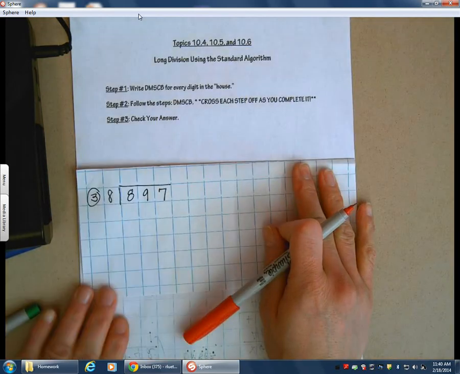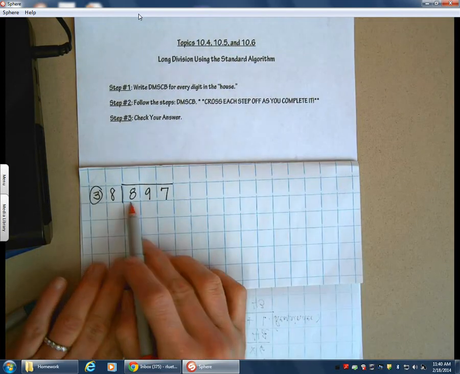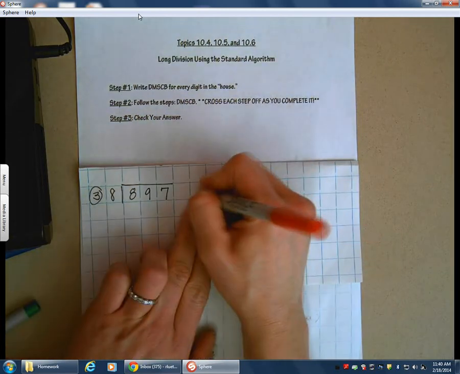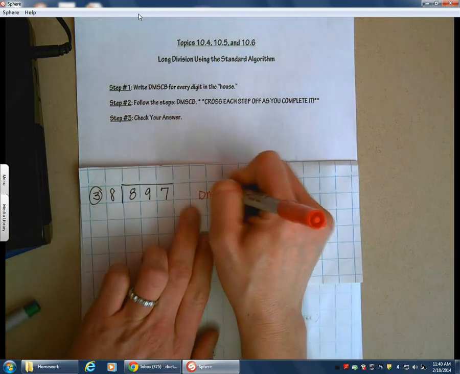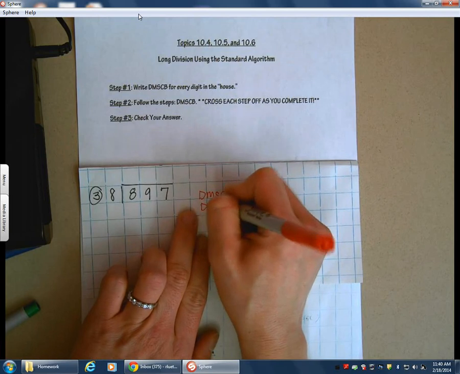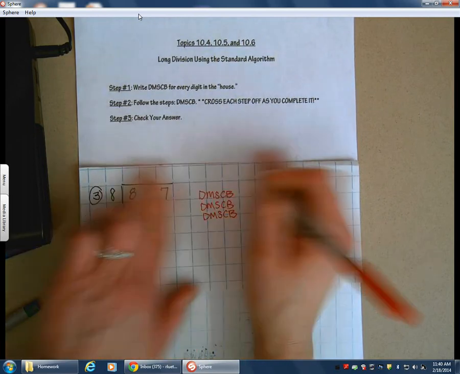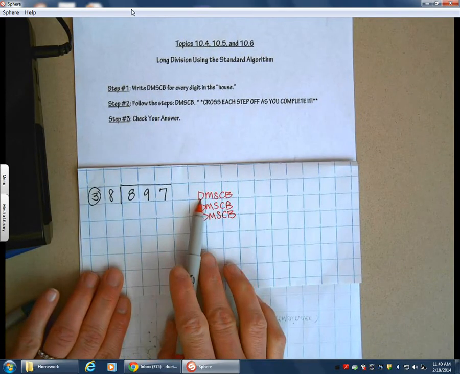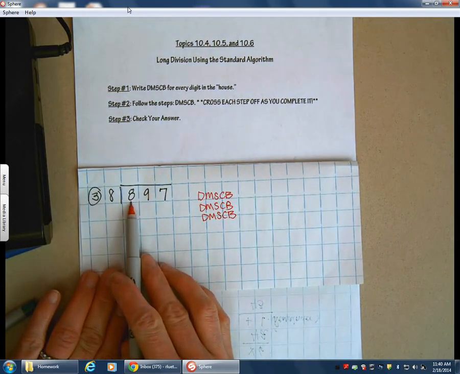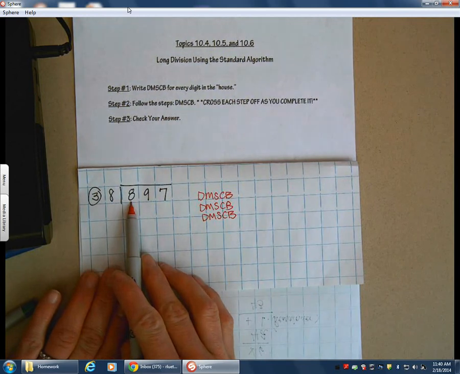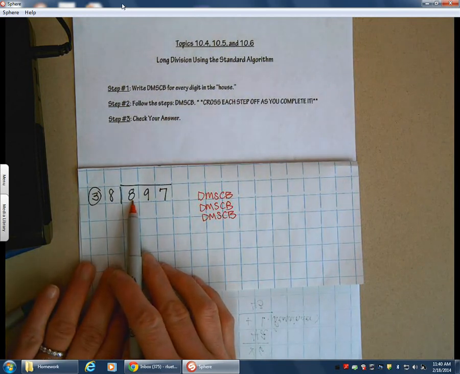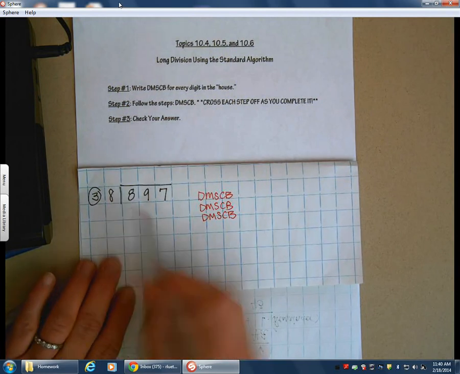Problem number 3. I have 3 digits in the house, so I write down, does McDonald's sell cheeseburgers 3 times? I need to divide. I start in the first spot. I have an 8. I know that 8 can fit into 8, so this is where I'm going to start dividing. 8 divided by 8 is 1.